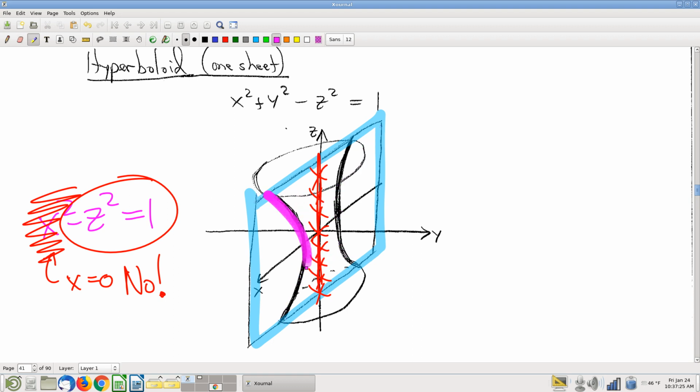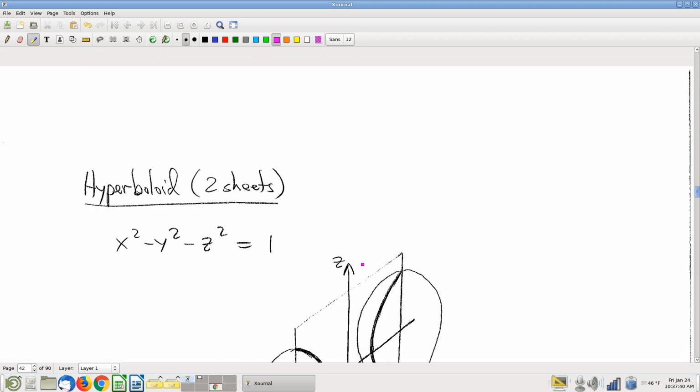So this is how I keep that straight, for whatever it's worth. I hope that helps. Otherwise, just make sure you get it right. It makes a dramatic difference in the answer, of course, if you get the hyperbola going the wrong way. Okay, all right, so here's another one.